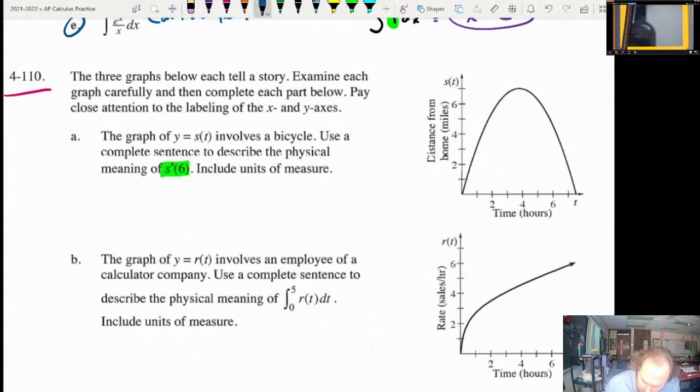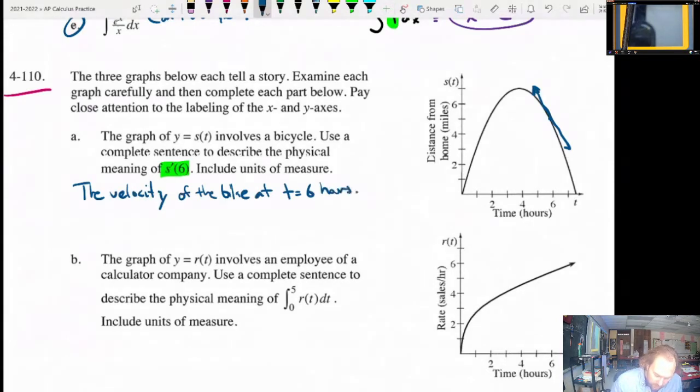That would be the slope of this curve at s equals, or x equals 6, or t equals 6. Like that would be that slope. That's what the derivative tells you, the slope of that tangent line. What that would be is the velocity. Since this is a position function, this is the velocity of the bike at t equals 6 hours.